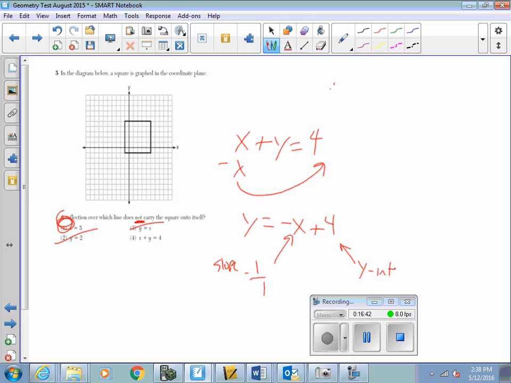So we can graph that. All right, so we're going to start at 4. So 1, 2, 3, 4. That's our y-intercept. Then we're going to go down 1 over 1, down 1 over 1, down 1 over 1. Hopefully you're doing better with these points. Having a problem here doing these points, but you get the idea. It's down 1 over 1.